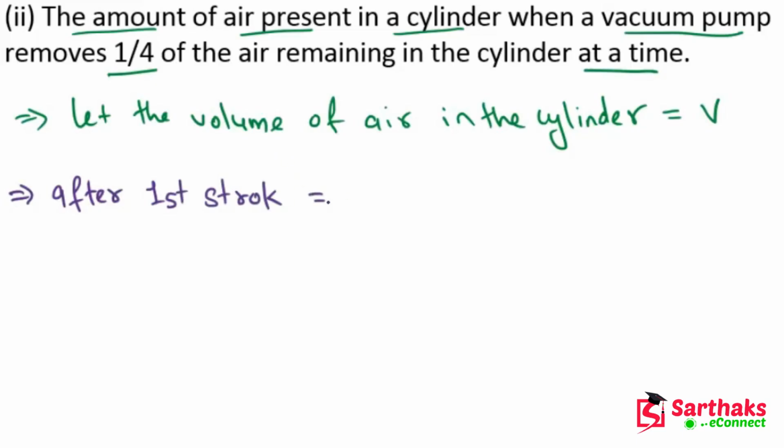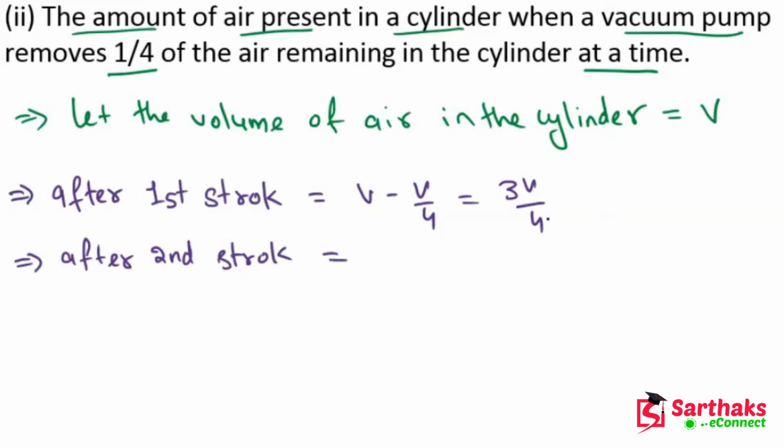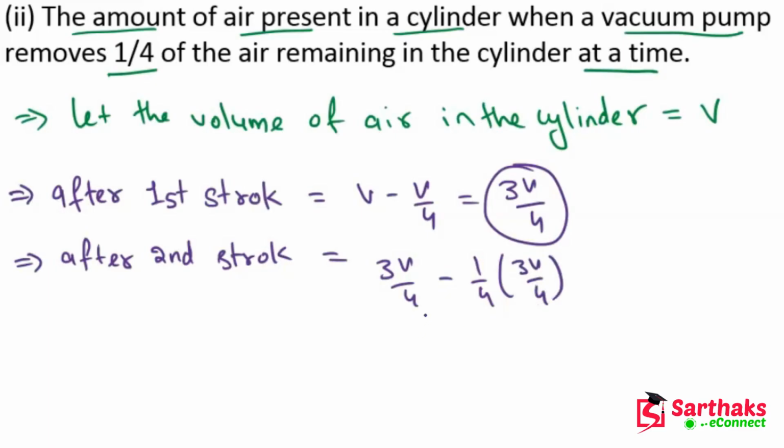the air remaining will be V minus V upon 4, because 1/4 of V is V upon 4, so this will be 3V upon 4. I hope you get this point. Now after the second stroke, the remaining air is 3V upon 4. Now we have to subtract 1/4 of this part, so this gives 3V upon 4 minus 1 upon 4th of 3V upon 4.